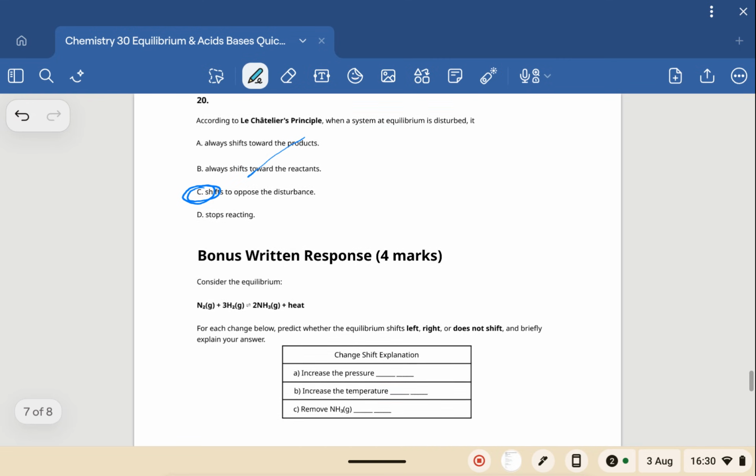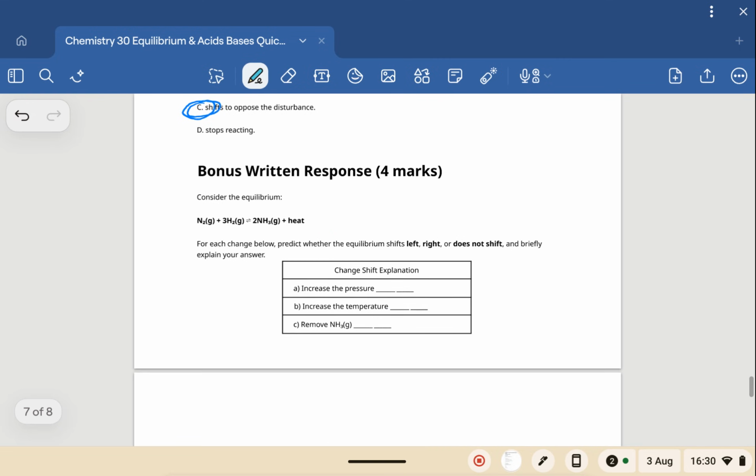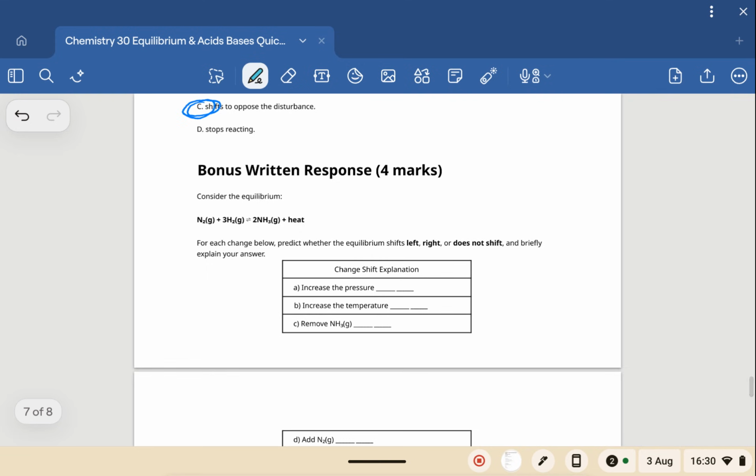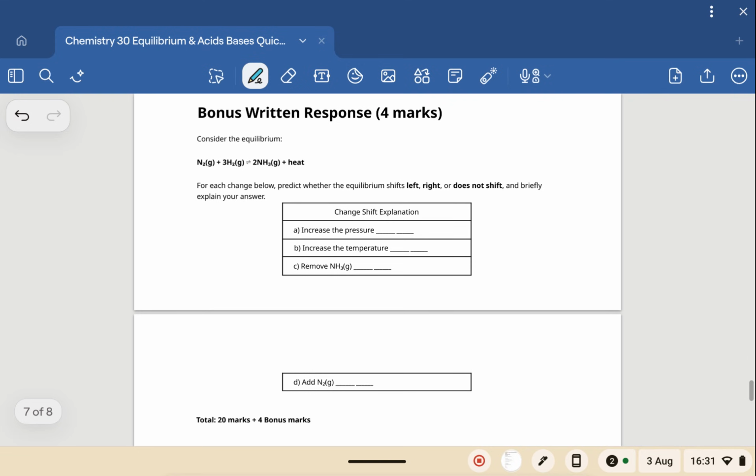This last one here is just a very quick showing understanding of terms of what way you are shifting. So if you have the system that's given here and you increase the pressure, so here, if you increase pressure, you are decreasing volume and you move to the side with less moles. So your left-hand side has 4 moles in total. 1 plus 3. Your right-hand side has 2 moles in total. So you are going to shift to the right.